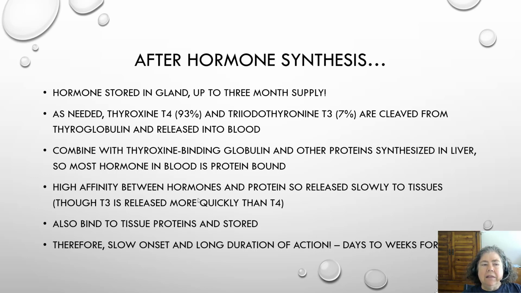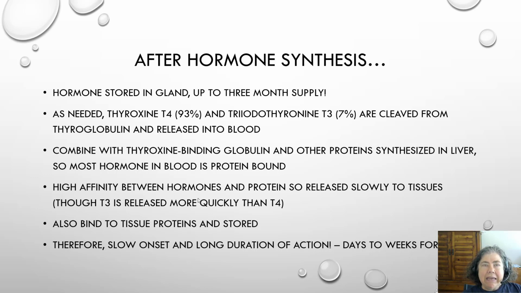So you can see that a lot more T4 is made and released than T3, but T3 is the active hormone. There is a circulating protein made by the liver called thyroxine binding globulin. There are other proteins like albumin to which T3 and T4 can reversibly bind. So most of the hormone that's circulating in the blood is protein bound. There's a little bit that we call free thyroxine or free T3.